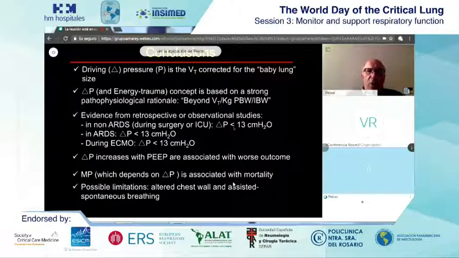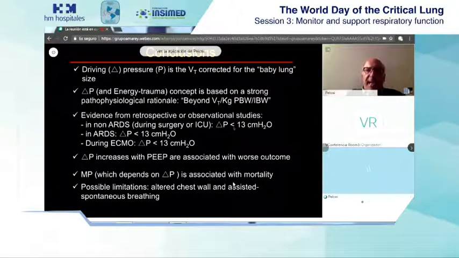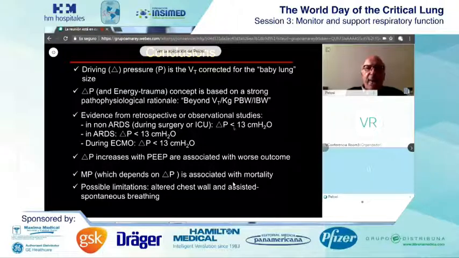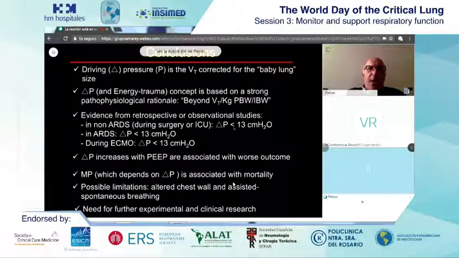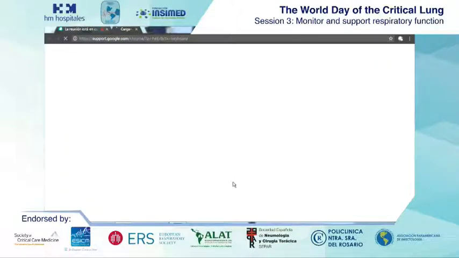There are possible limitations, such as altered chest wall mechanics or assisted spontaneous breathing, but I showed you that if you partition the respiratory mechanics or you use end-inspiratory occlusion, you can have some additional measurements of driving pressure even during assisted ventilation, so it's not a real limitation. And of course, we need further experimental and clinical research to better identify the role of driving pressure in these different clinical conditions. Thank you so much.